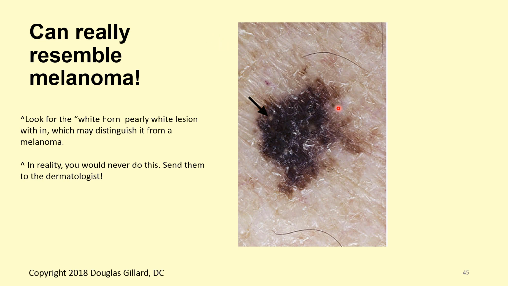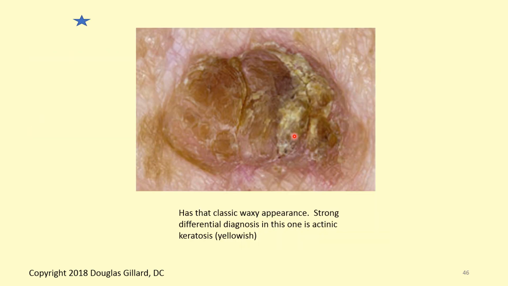Here's another one, really looks like a melanoma. Can't fold it in half. It is variegated, light brown here, dark brown in the center. There's a couple of those weird white pearly soap bubbles, which tells us it's SK, but again, as far as you're concerned, that's malignant melanoma until proven otherwise.